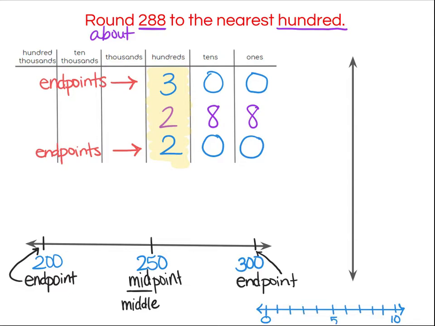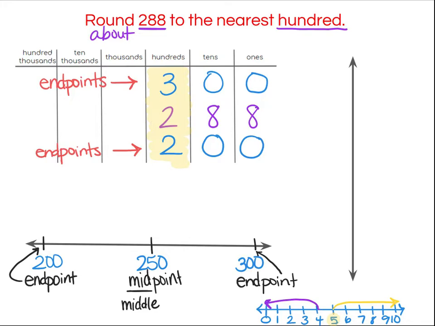We can count by ones. 0, 1, 2, 3, 4, 5, 6, 7, 8, 9. 5 is exactly in the middle. It rounds up. Everything below 5 rounds down. This is an important rule to remember in rounding.